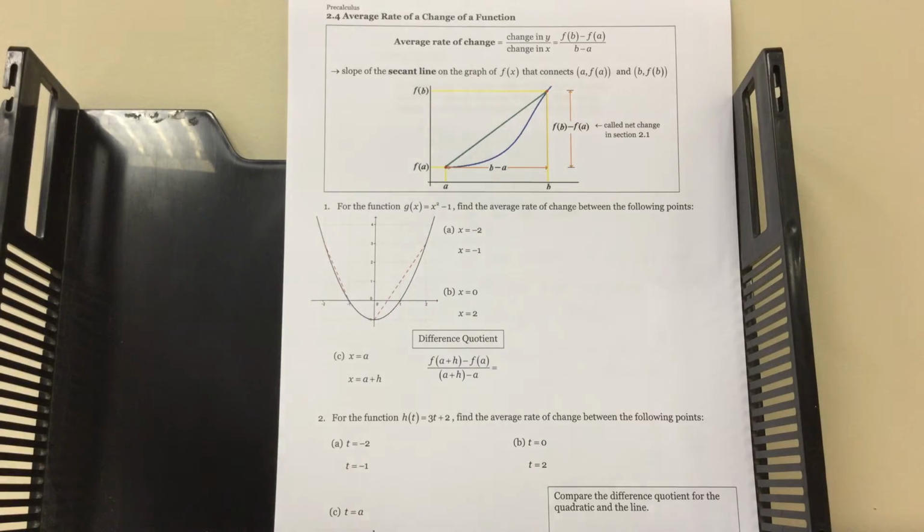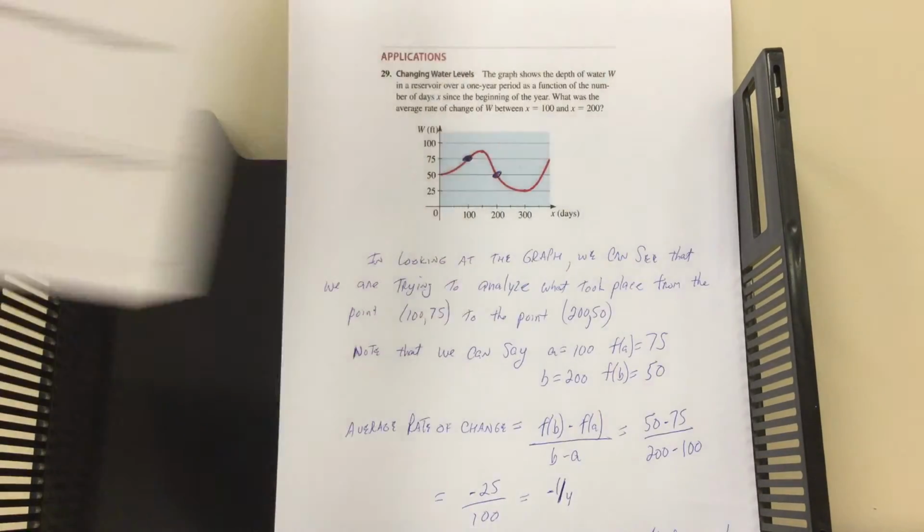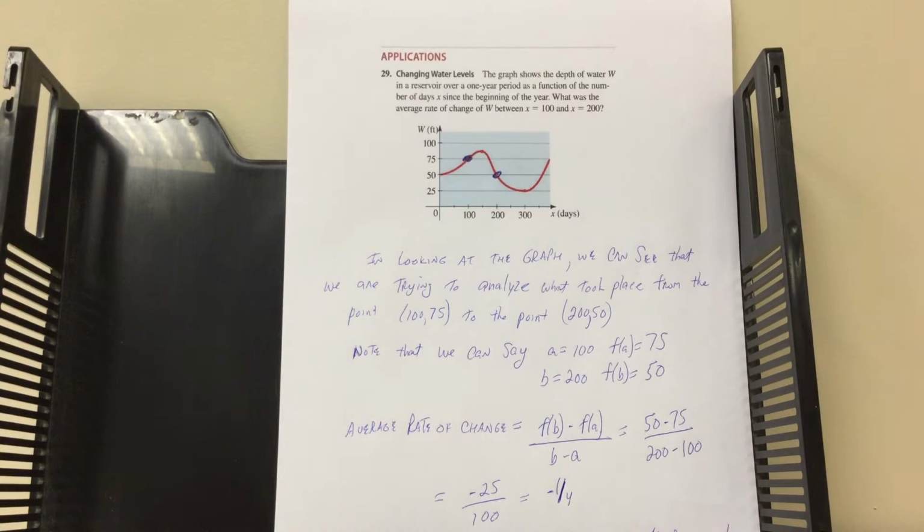So let's use a couple problems just out of the book to illustrate this concept a little bit more. The first one talks about changing water levels. The graph shows the depth of water in a reservoir over a 1-year period as a function of the number of days since the beginning of the year. Obviously, the water level fluctuates up and down as the year goes on. What we're asked for here is, what was the average rate of change of the water level between x equals day 100 and x equals day 200?